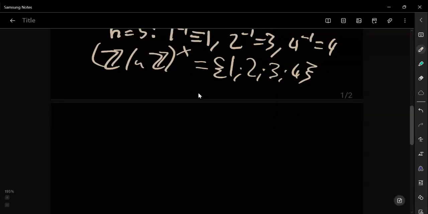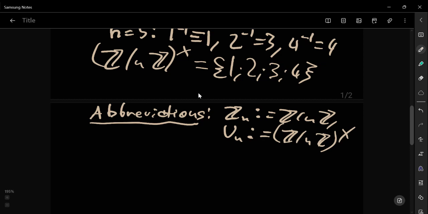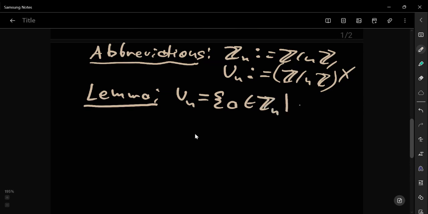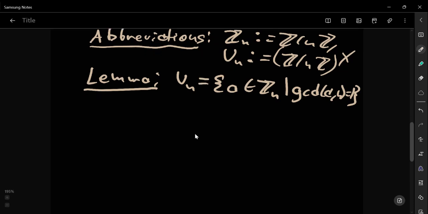I want to introduce some abbreviations here. We just write Z_n for Z modulo nZ, and we write U_n for Z modulo nZ star. And now I'd like to write down a lemma. This lemma says that U_n is just equal to the set of elements a of Z_n such that the GCD of a and n is equal to 1. You can think about why that is true, but basically this follows from Bezout's lemma, or Bezout's identity.